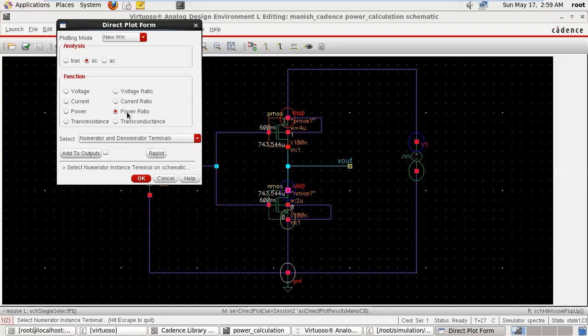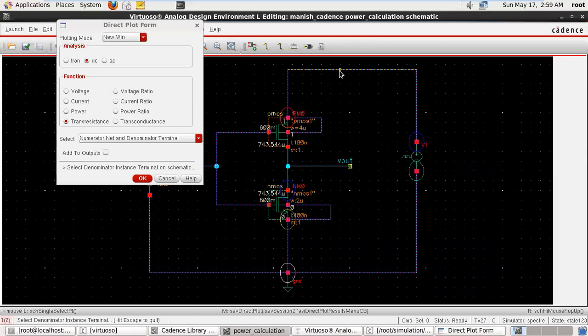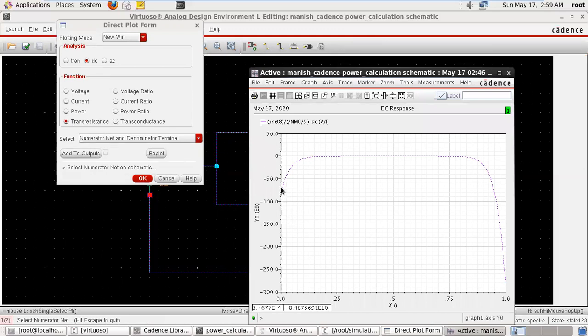Using this we can find the power ratio, that is the transresistance. Transresistance means the ratio of voltage to current. So first we have to select the node, first calculate the net, and in the denominator there is the terminal. If you want to calculate the resistance, just select the net first. Suppose we are selecting this net, and as input we are taking, suppose, this as a current node. So this is the ratio of voltage to current between these two terminals. The impedance is approximately constant. So this is transresistance.